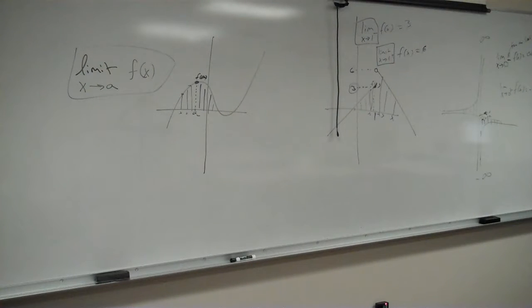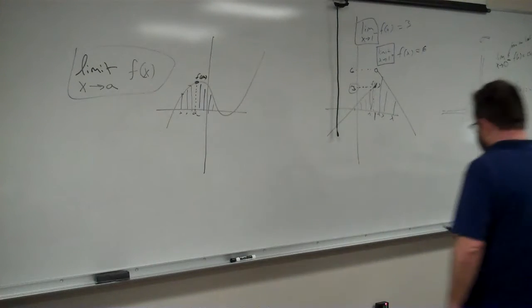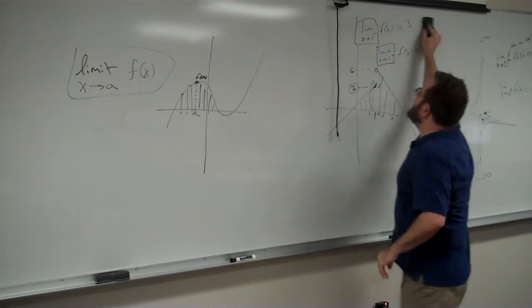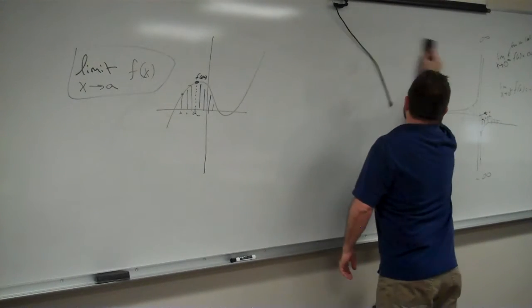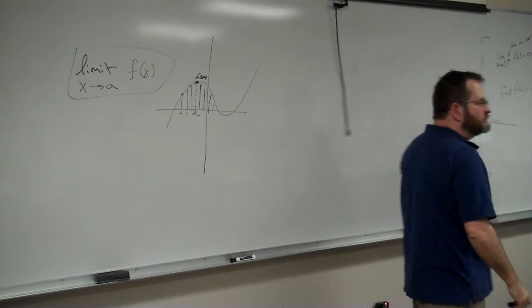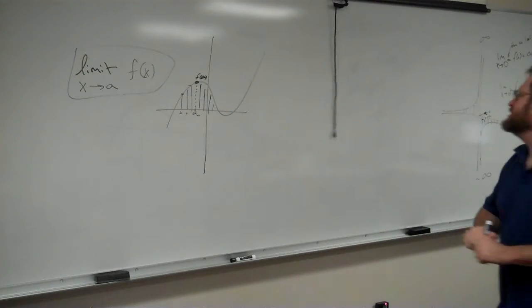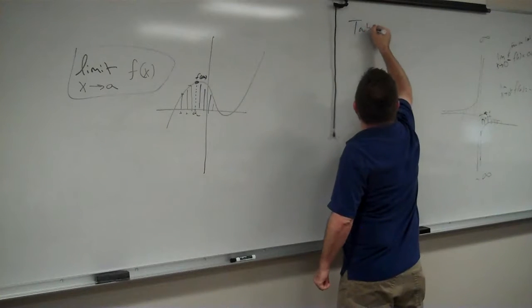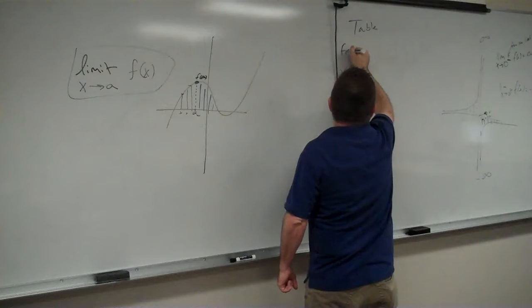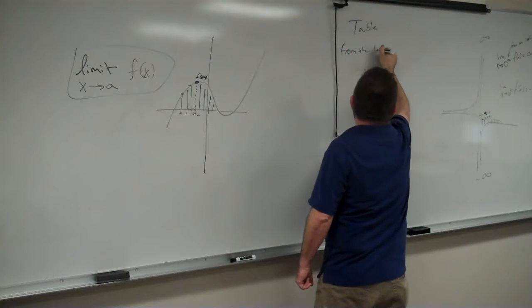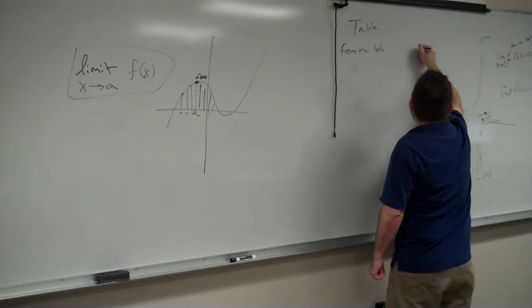Alright, how would you find these things? If the problem said find the limit as x approaches 5 of f of x, where f of x is something, well, okay, let's talk about this. One way to figure out if there is a limit and what that limit is, what your book says, is use a table. The book says just make yourself a table of values. Label one set of columns from the left, and label another set of columns from the right.